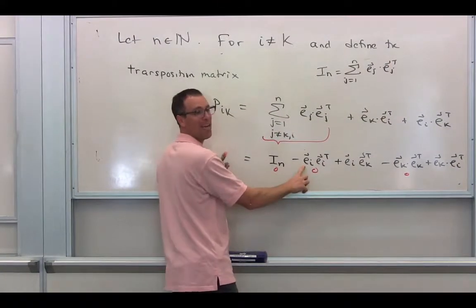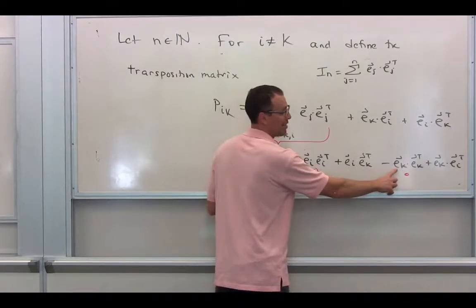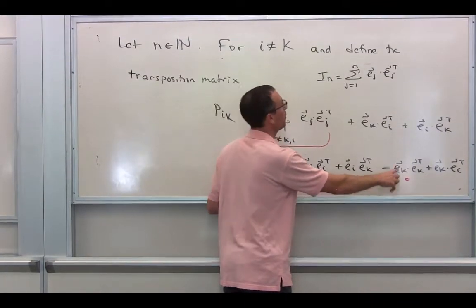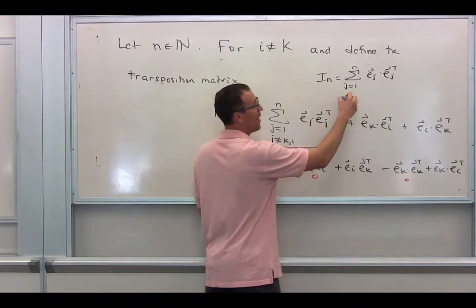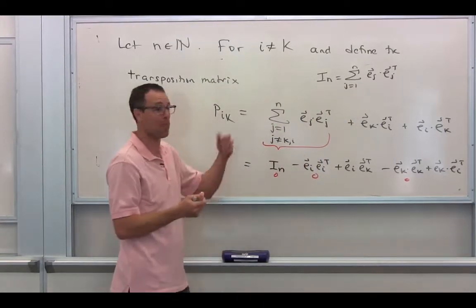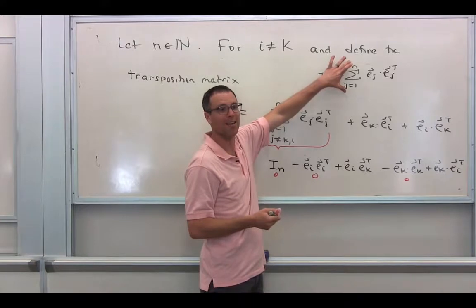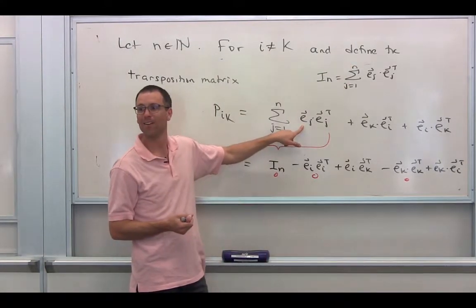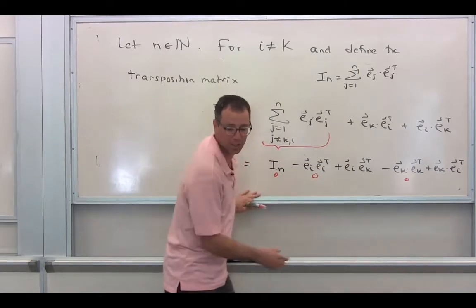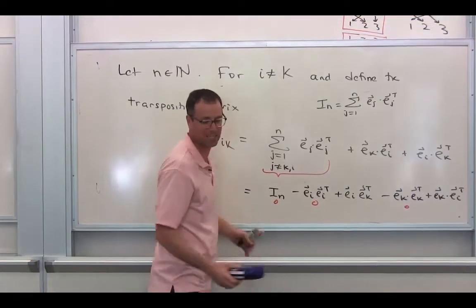Now if I take away e_i e_i transpose and I take away e_k e_k transpose, what happens? Yeah, I literally just take away those two summands of that n-term sum, and I'm left with this thing. And then I add the other two. Okay, so let's go ahead and check what this will be, and we'll do it step by step, right?